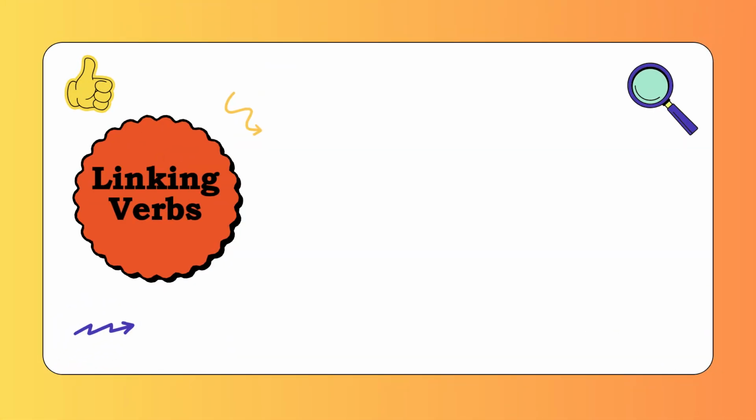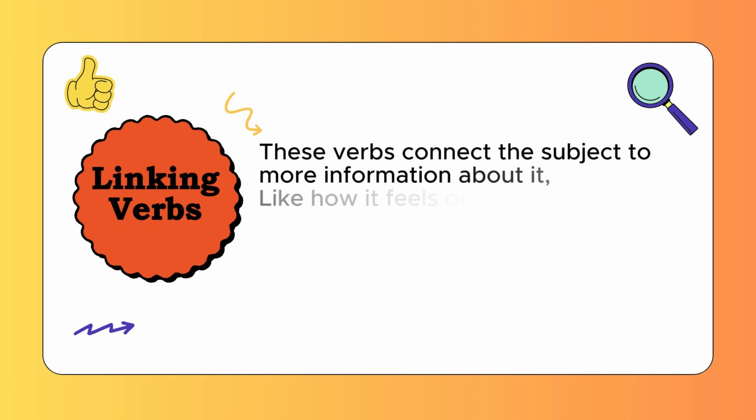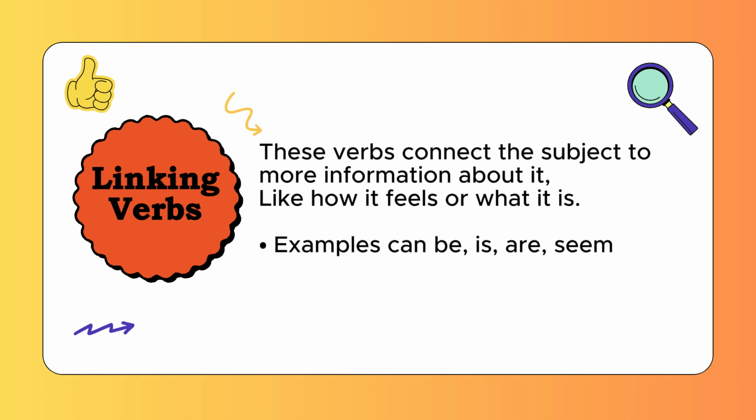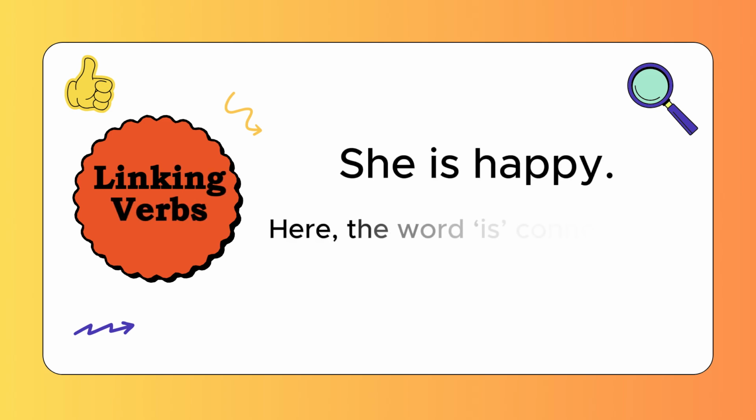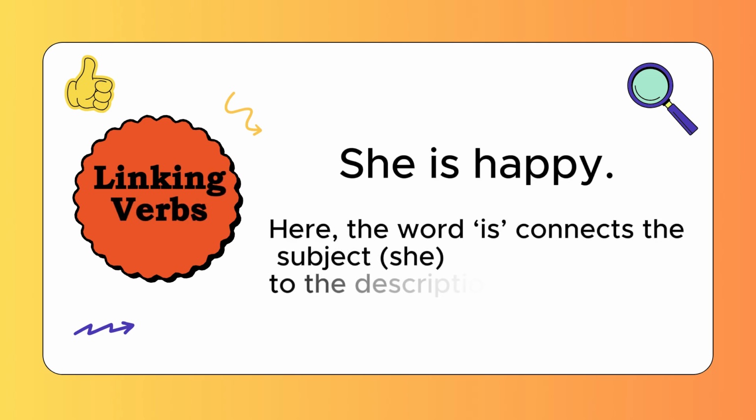Next, we have linking verbs. These verbs connect the subject to more information about it, like how it feels or what it is. Examples can be is, are, seem. Example sentence, she is happy. Here, the word is connects the subject, which is she, to the description, happy.